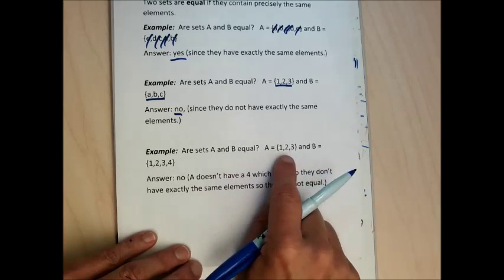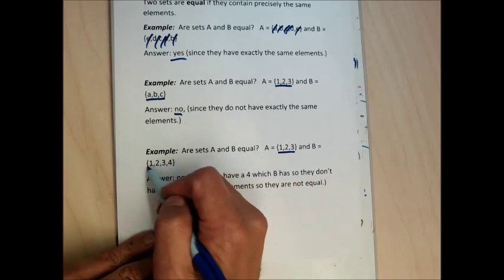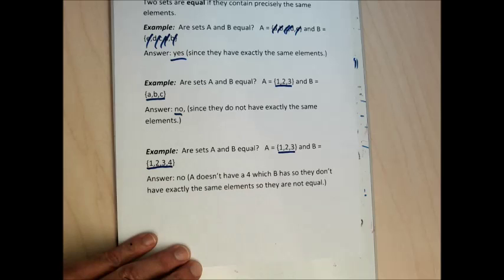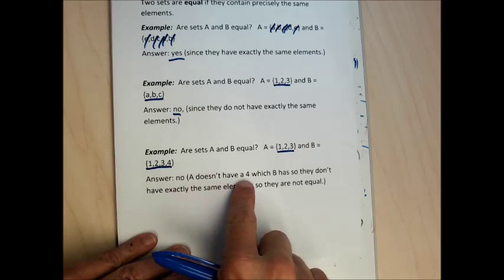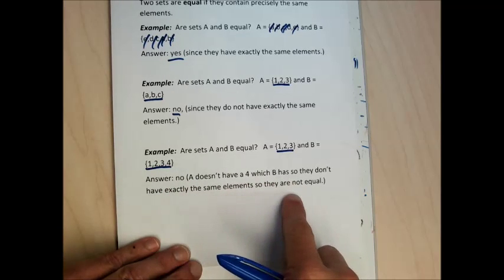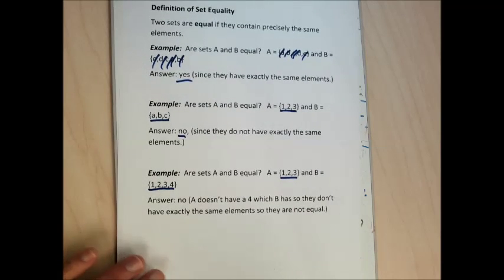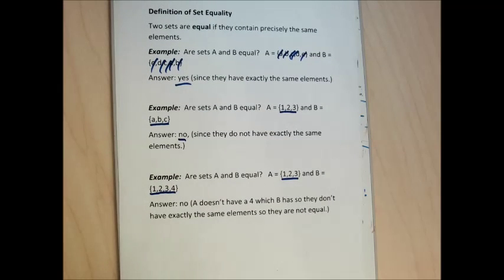Are these sets equal? A has 1, 2, and 3. B has 1, 2, 3, and 4. No, these aren't equal because A doesn't have a 4, which B has. They don't have exactly the same elements. They're not equal. To be equal, you have exactly 100% the same elements.